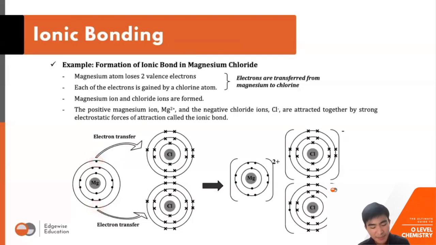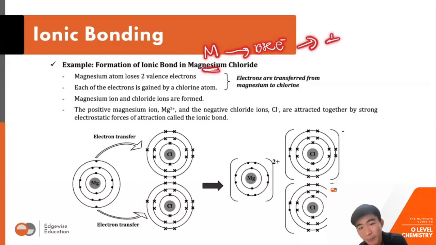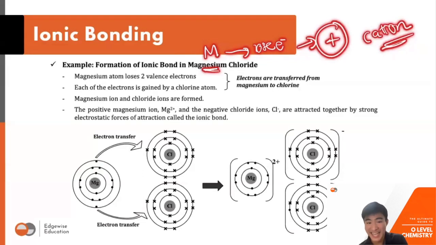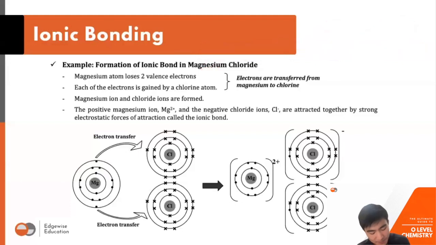Now, what is going to happen is that since magnesium is a metal, right? Metals always lose electrons. They form what? Lose electrons, they form positive. Positive, we call what? Positive. When I see cat, I'm very happy. So cation. Okay, now, this magnesium atom is going to throw the electrons to a chlorine atom.